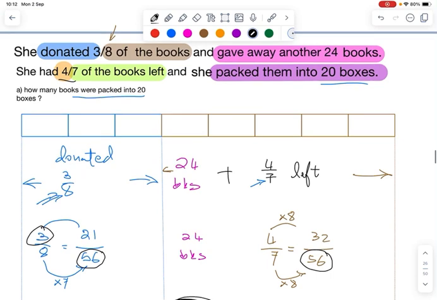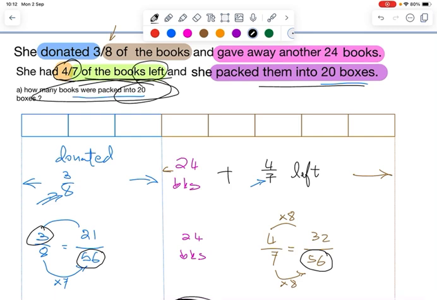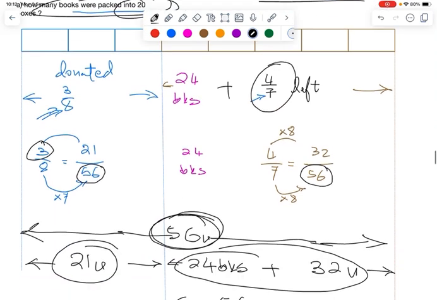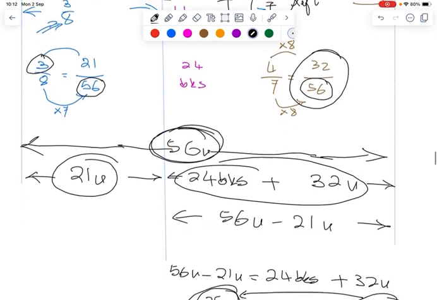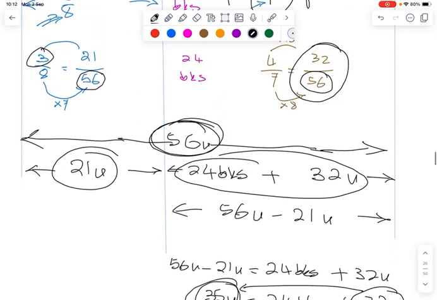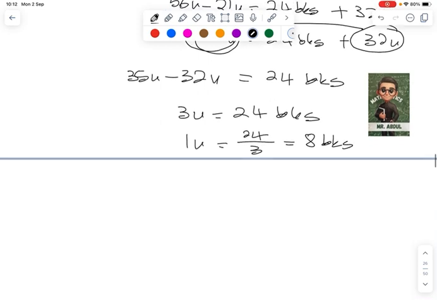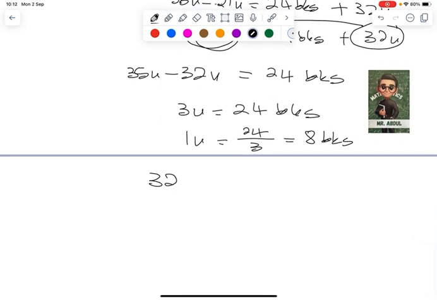We are required to find how many books are packed into the 20 boxes, right? Into the 20 boxes, whatever is left, correct or not? Whatever is left, because 4/7 of the books are left, right? And 4/7, we know that it is equal to 32/56. That means we have to find 32 units, correct or not? So 32 units is left.